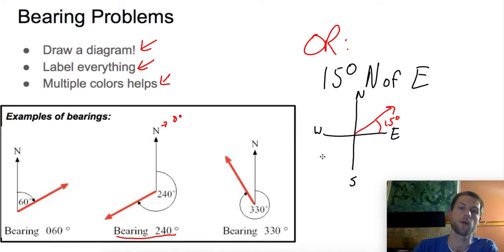Or sometimes bearings are given kind of like this. This would read 15 degrees north of east. And that's a little bit more straightforward, I think, because you're thinking about what north of east is. Well, if this is east over here, whatever is north of east is going to go in this direction away from east. And that would be a 15-degree elevation from east. So you might see either one of these things. You could see south of west, you could see east of south, all kinds of stuff like that. But those are some examples.